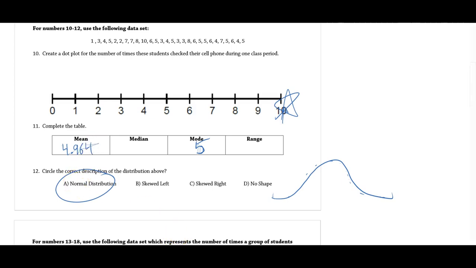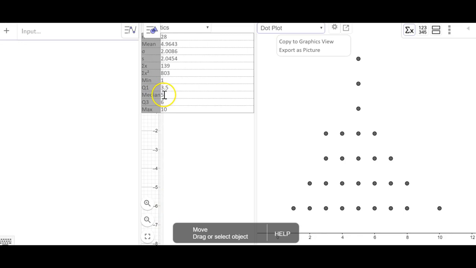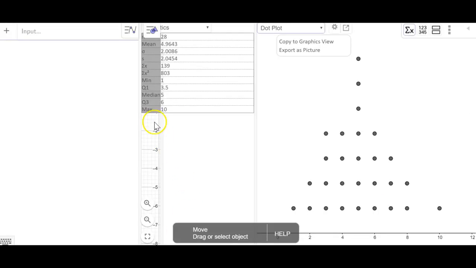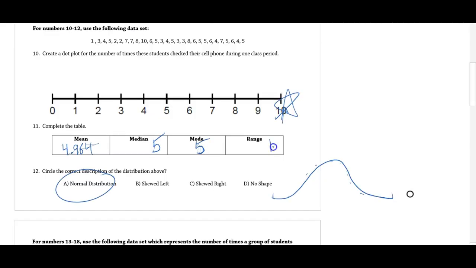Our median, we remember GeoGebra actually finds that for us, so that's just 5. And then lastly, to get our range, we need the minimum and the maximum, and we'll find the difference between them. If I look at my max and min, my max is 10, and my min is 1. So I would subtract those to calculate the range. If I did 10 minus 1, I'd find that my range is 9.